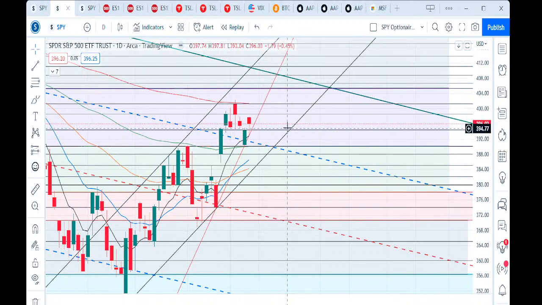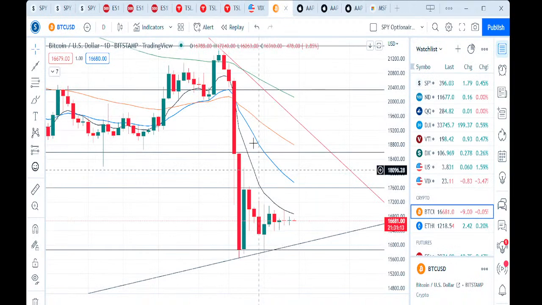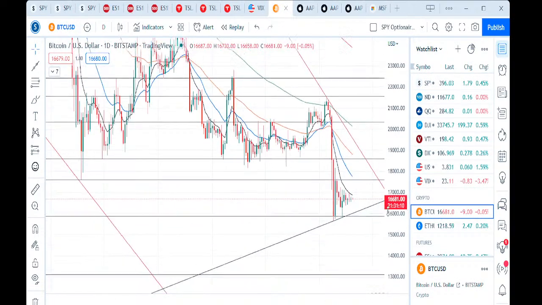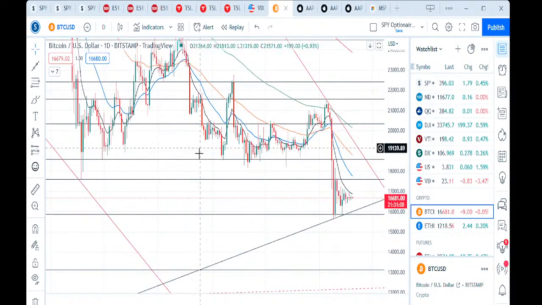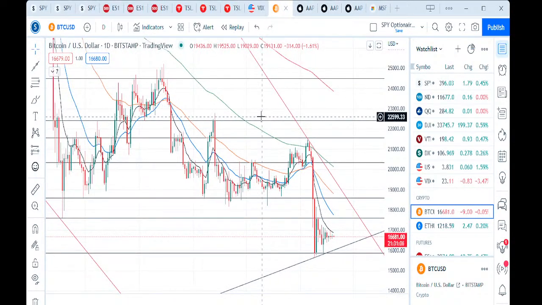So a lot of this is just trial and error. I mean, this is how I've learned over time. Years ago, I started charting Bitcoin, and Bitcoin was amazing because it's moving 24/7, always moving. It never has a day off.